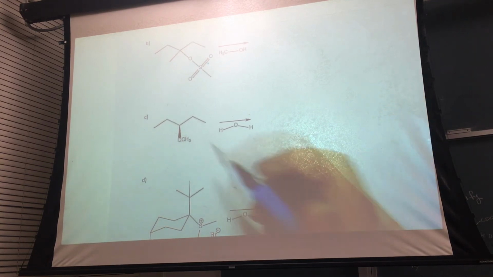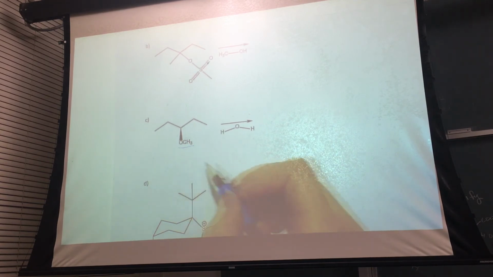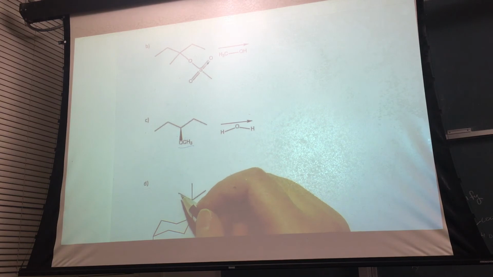This one's tricky. What's this? Is that a good leaving group? No. No reaction, because it's a bad leaving group? Yes, and you cannot do the acid base. Oh, I see.